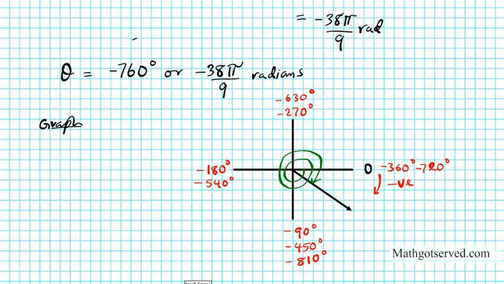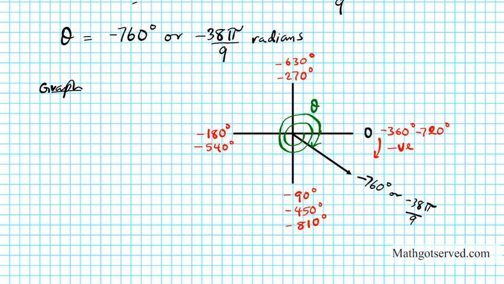All right. Try to make it as circular as possible. Mine is kind of weird, but you get the drill. So that indicates how we rotated to end up with what we did. All right. So this right here is theta, and theta is negative 760 degrees or negative 38 pi over 9 radians. All right. Okay, good. Now we have the graph.